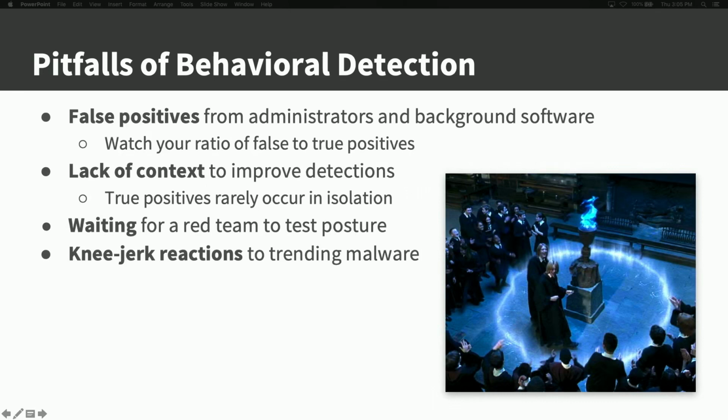But another thing to know is that we have those atomic tests. We don't have to wait for a red team to test our posture. There are ways that we can, and there are several talks as well on purple teaming. And so we can do that to kind of short circuit a bit of that process. And then the final thing is avoiding overreactions to trending things. And that can be tricky.